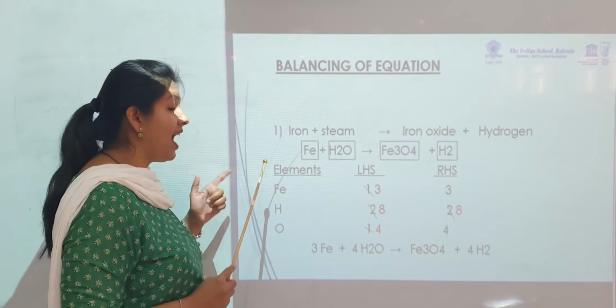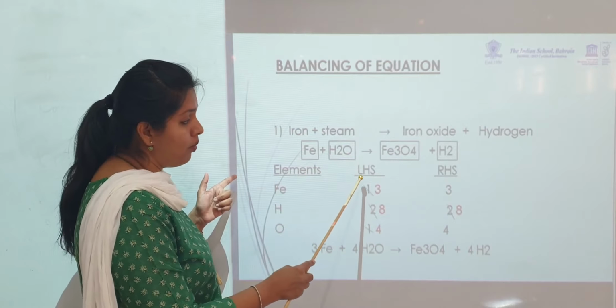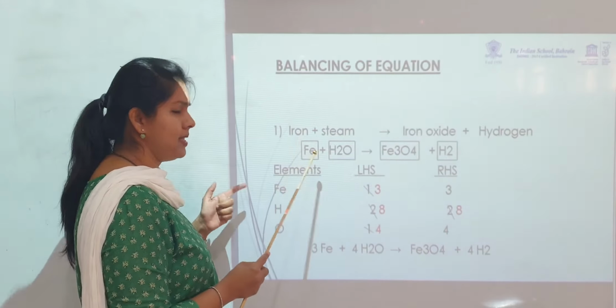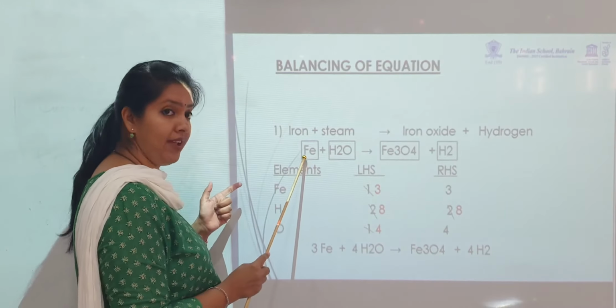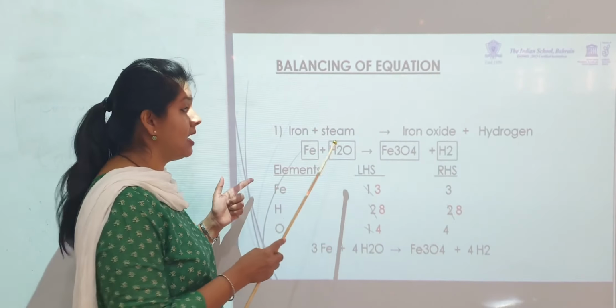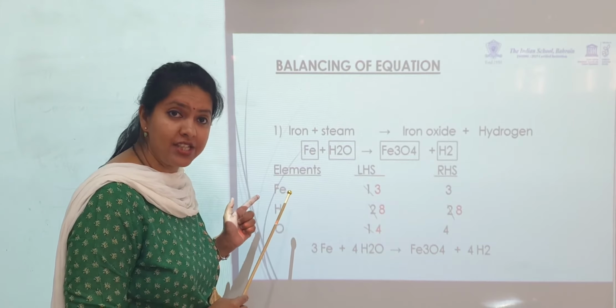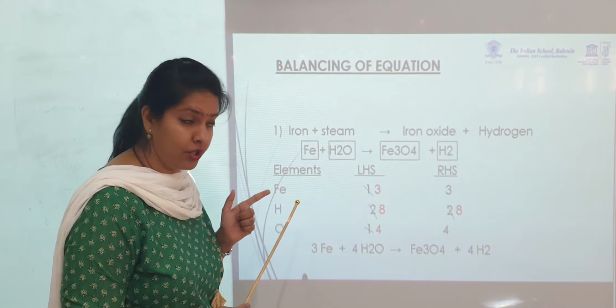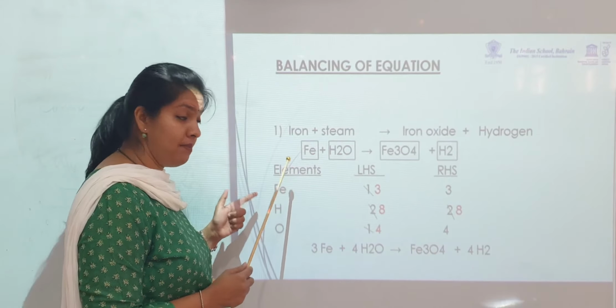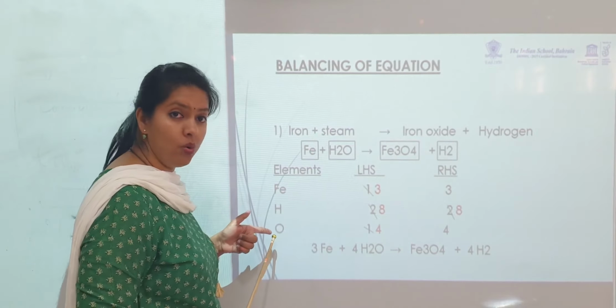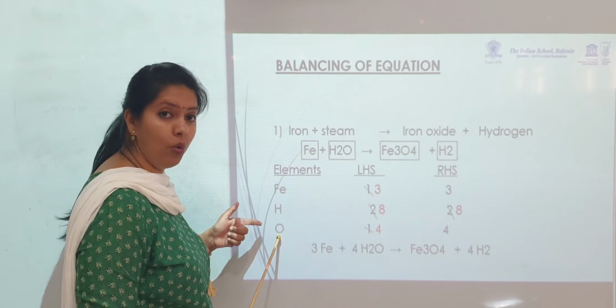After that, you have to list the elements both on the left hand side as well as the right hand side. What are the elements present in this equation? I have Fe, I have listed it. Hydrogen, H, mind you, it's an element. H is an element, H2 is a molecule. So when I ask you to list the element, you have to list only the element. Oxygen, O, elemental form of oxygen, O.